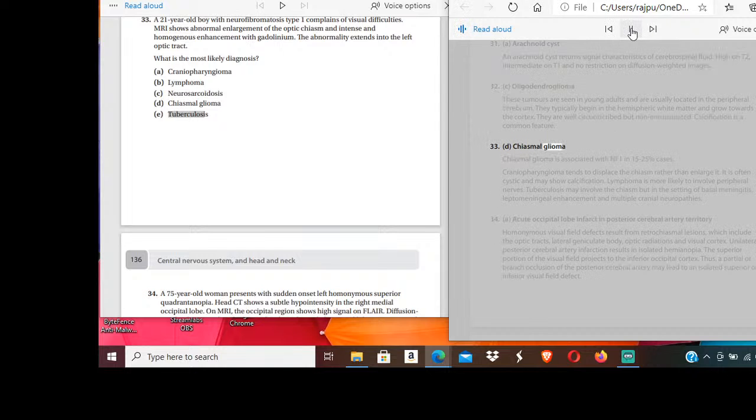33. D. Chiasmoglioma. Chiasmoglioma is associated with NF1 in 15 to 25% of cases. Craniopharyngioma tends to displace the chiasm rather than enlarge it. It is often cystic and may show calcification. Lymphoma is more likely to involve peripheral nerves. Tuberculosis may involve the chiasm but in the setting of basal meningitis, leptomeningeal enhancement and multiple cranial neuropathies.